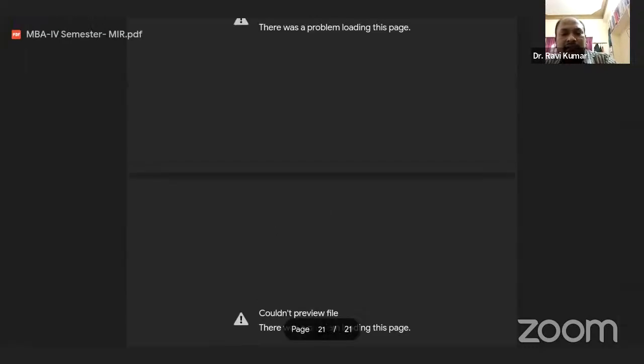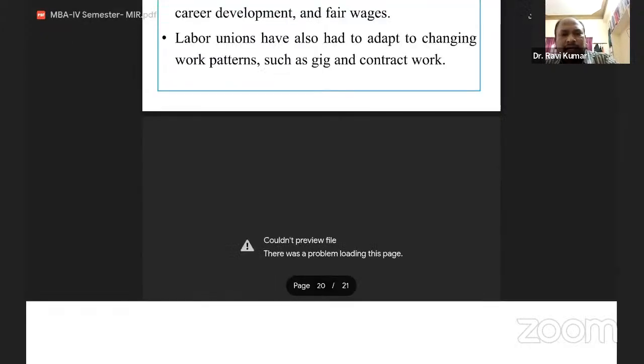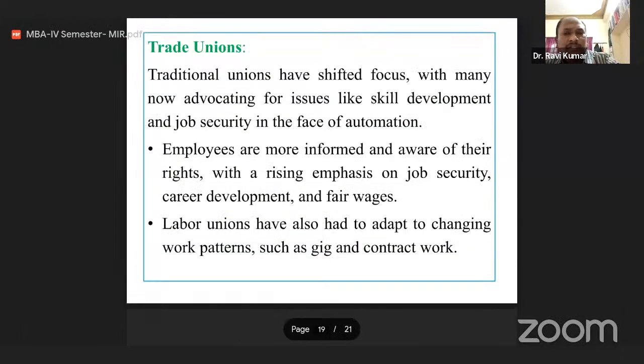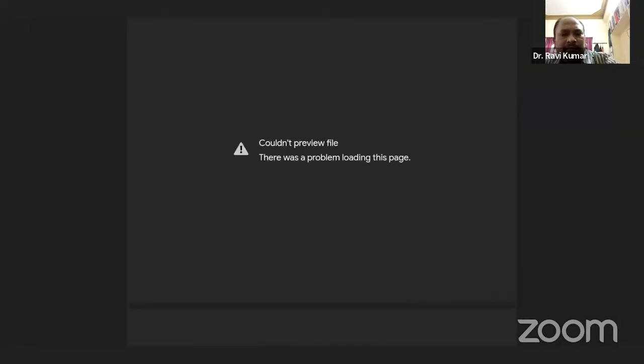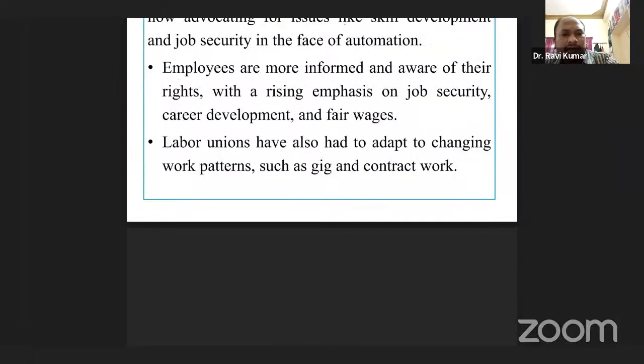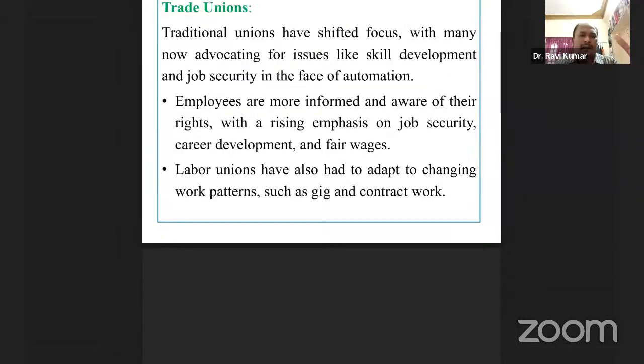Some problems are there, but this organization always thinks about this. These unions adapt to the changing work patterns of contracts. So in this way, these organizations always think about organizational cultures and benefits.